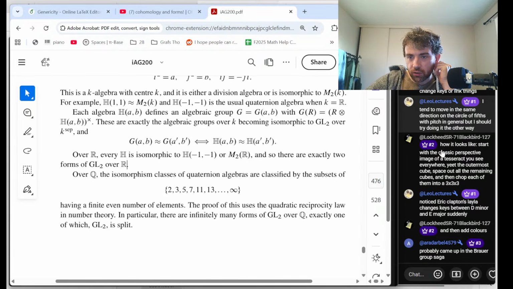You tend to move in the same direction on the circle of fifths with pitch in general, but you should try doing it the other way. Yeah, maybe.